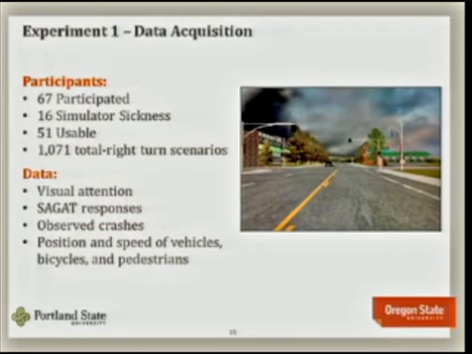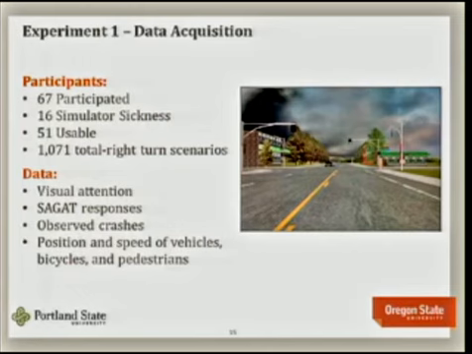In our lab, in the experiments that we've run, we see sim sickness rates in the area of 10 to 30%, depending on what we're asking our drivers to do. Unfortunately, in this case, where Chris and I are interested in right turns, that's one of the worst scenarios that we can expose drivers to. So we had slightly higher rates of sim sickness for this particular investigation. Subtracting those 16, we end up with 51 usable subjects that we can acquire data from, and we observed a little under 1,100 individual right turns.